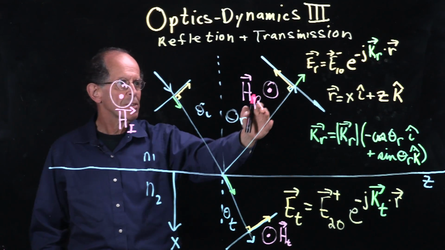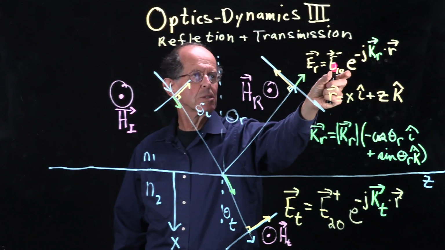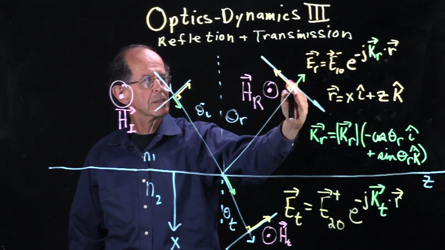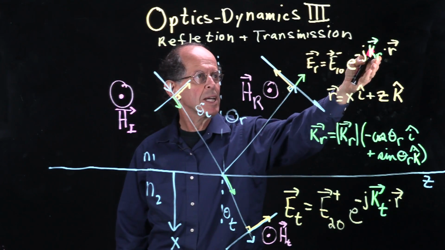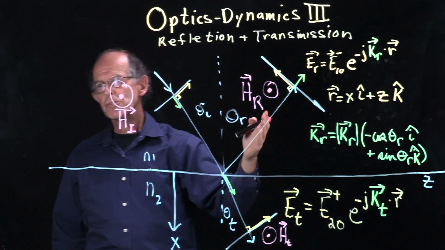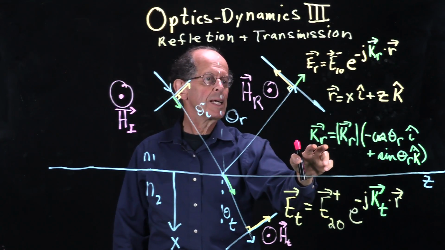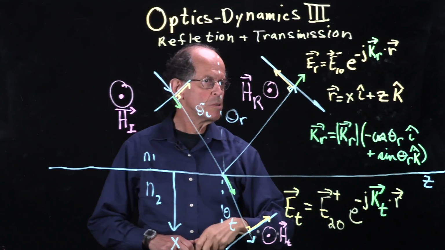Now let's just look at the algebra for the reflected wave. There's a vector amplitude here, which is an amplitude times a unit vector pointing in the orange direction. And we have k_r and r. This is our plane. As we saw, everything on that plane has the same form. And k_r is equal to the magnitude of k_r times this unit vector.